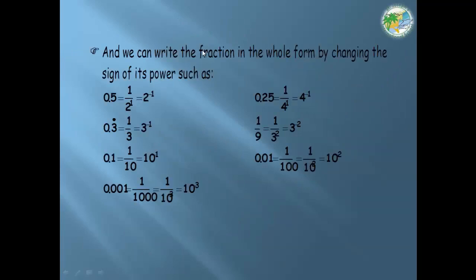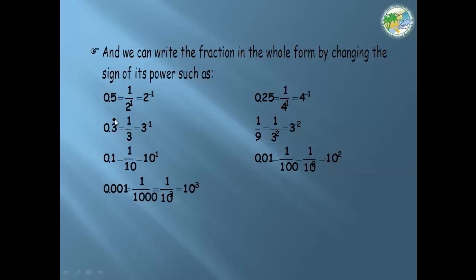And we can write each fraction in the whole form by changing the sign of the power, such as 0.5 equal 1 over 2 power 1. We change the sign, change the place, change the sign. So 2 power 1 is here in the denominator, change into numerator equal 2 power negative 1. 0.25 equal 1 over 4, and here power 1. Change the place then change the sign equal 4 power negative 1.